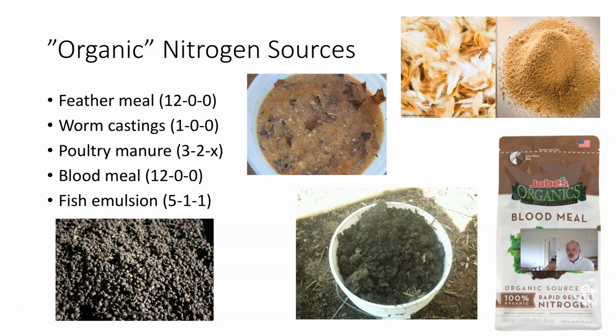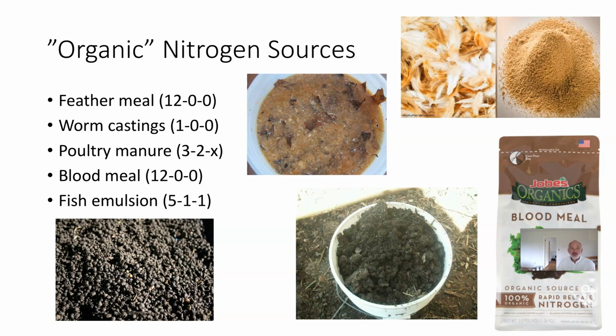Poultry manure, which you can see in the bucket in the foreground, has nitrogen, phosphorus, and sometimes potassium as well, but in quite a wide range. Blood meal, you see a bag of blood meal on the right. Blood meal is exactly what you expect it to be. It's typically dried, ground cow blood from slaughter operations.